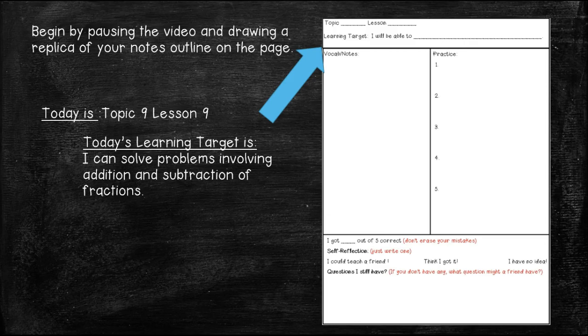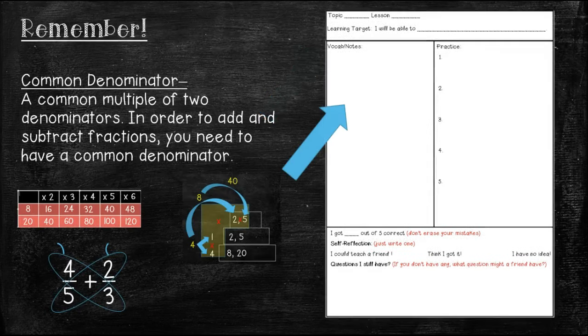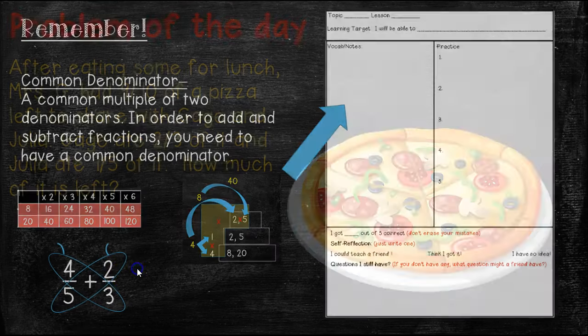And today's learning target is: I can solve problems involving addition and subtraction of fractions. Remember, we've talked about a common denominator. That's something you have to have anytime you add or subtract fractions, and that is a common multiple of two denominators. I have now shown you three different wonderful ways that you can do this. You can either do a table and find the least common multiple, you can do the cake, or you can do the butterfly. Whichever one works for you is the one that you should do.